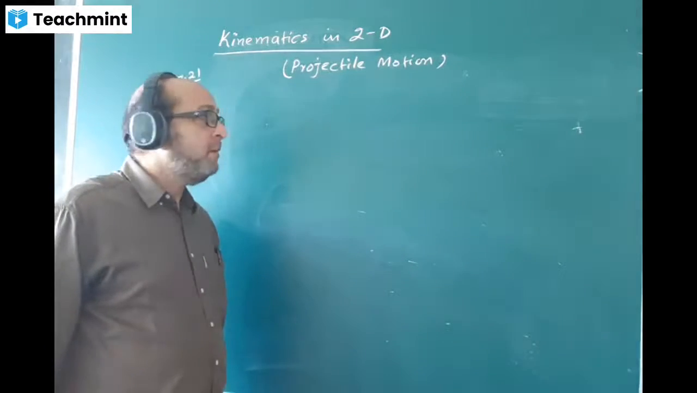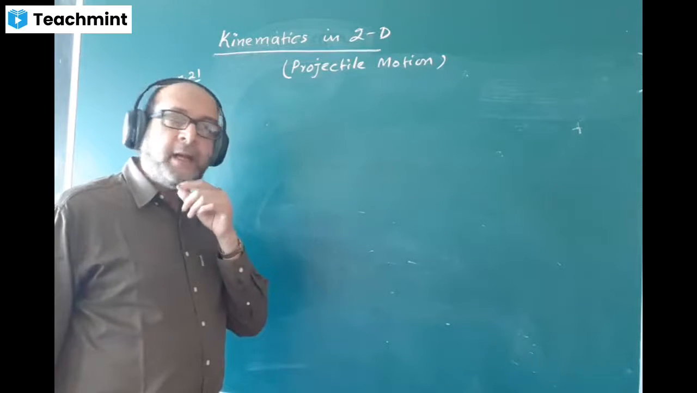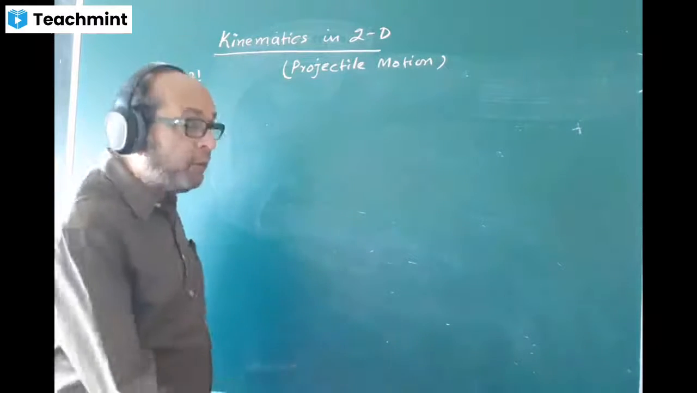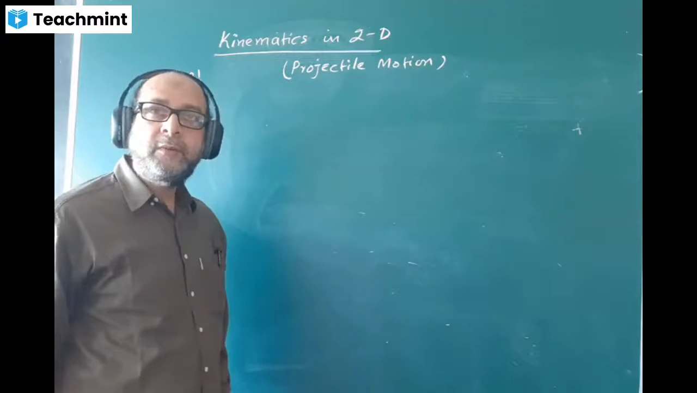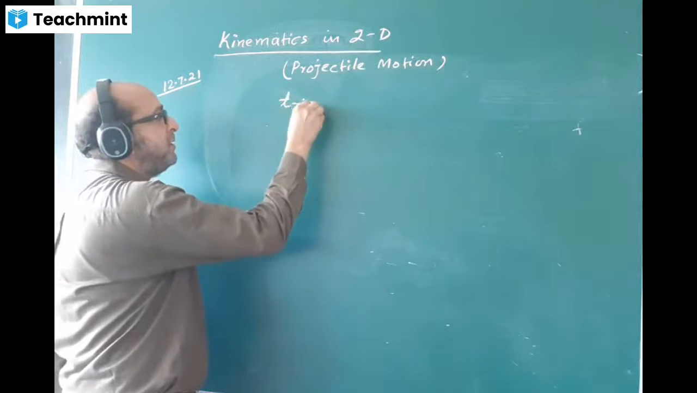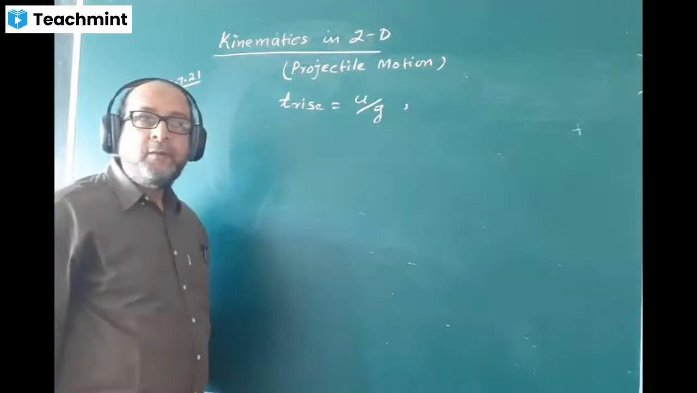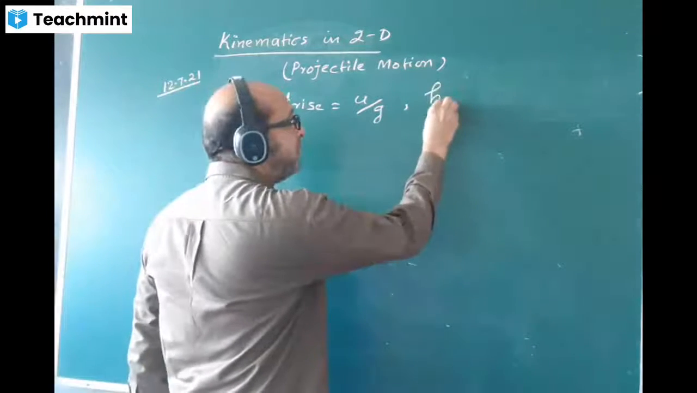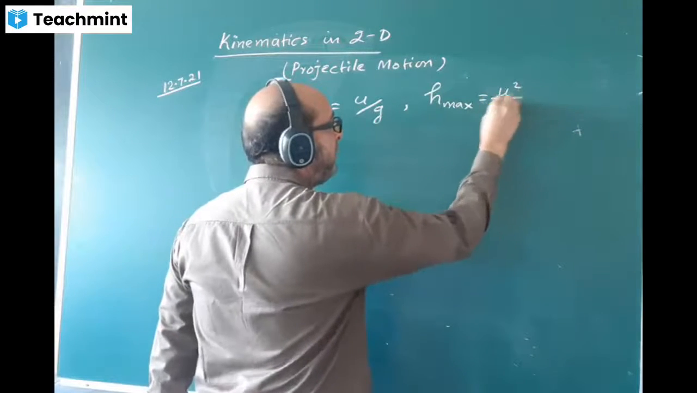If you can remember the kinematics in one dimension, there I gave you some formulas. When the body moves up or falls down, do you remember the formula of time of rise? Time of rise formula was u by g. What is the formula of maximum height reached by the body? When it's thrown up with some velocity, maximum height is u square by 2g.